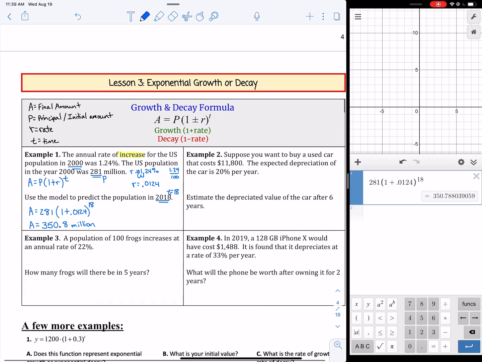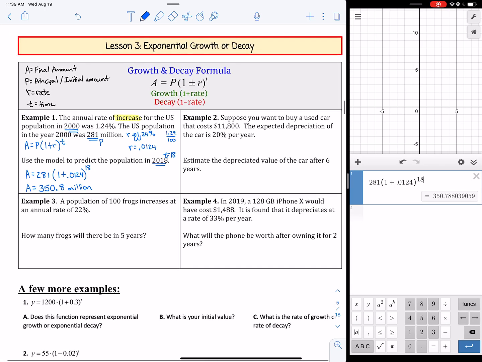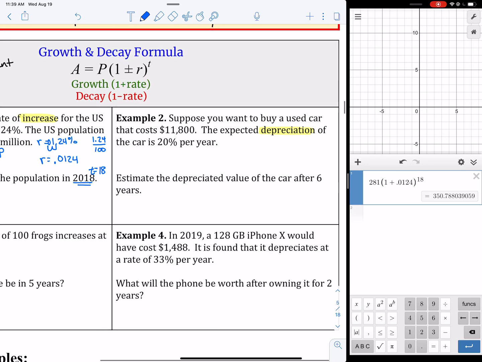Okay, next example. It says, suppose you want to buy a used car that cost $11,800. The expected depreciation of the car is 20% per year. Estimate the depreciated value of the car after 6 years. Okay, so the key word there is depreciation. So decay, decrease, depreciation, those all sound really similar to one another, and they are. So we need the rate of depreciation, or our formula is decay. So let's put A equals P, 1 minus R to the T power is our setup.